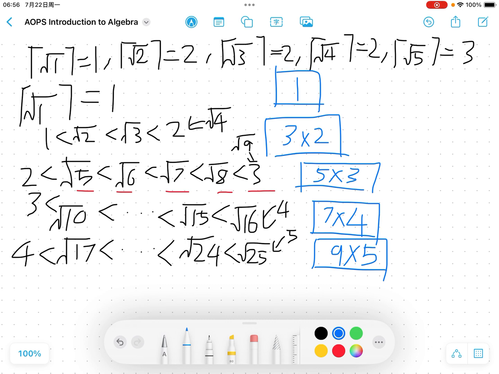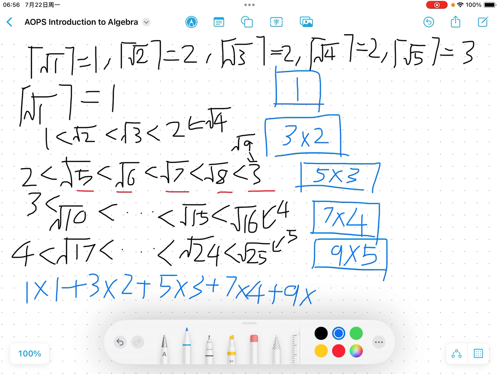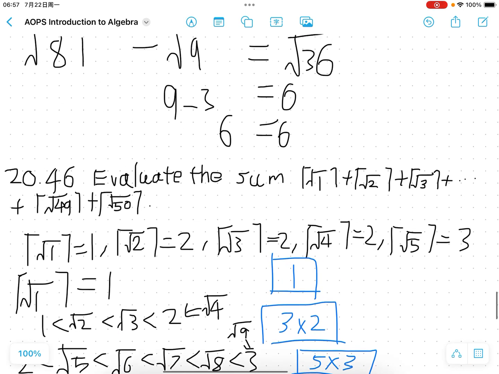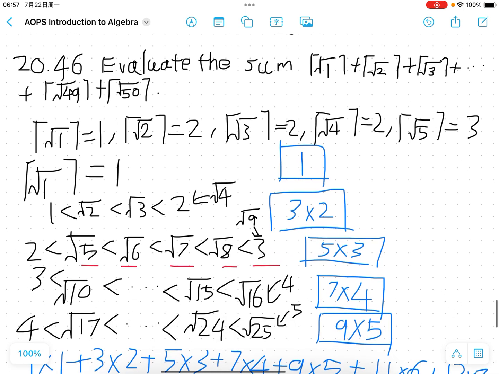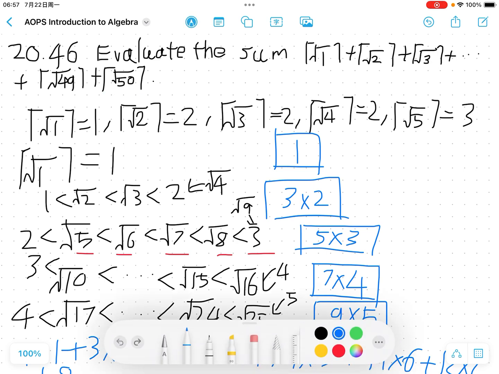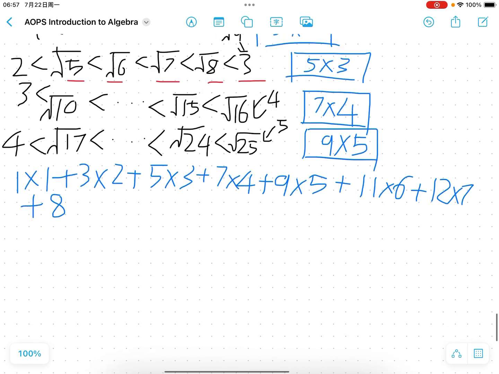So we seem to find a pattern. If you're on the test, you can just write this whole pattern out and figure out the answer. So you have 1 times 1 plus 3 times 2 plus 5 times 3 plus 7 times 4 plus 9 times 5 plus 11 times 6 plus 12 times 7. We have to be extra careful here. We have another 8 because the equation does not end at root 49, which gives us 7. The equation ends at root 50, and root 50 gives us 8 because it's between 7 and 8.